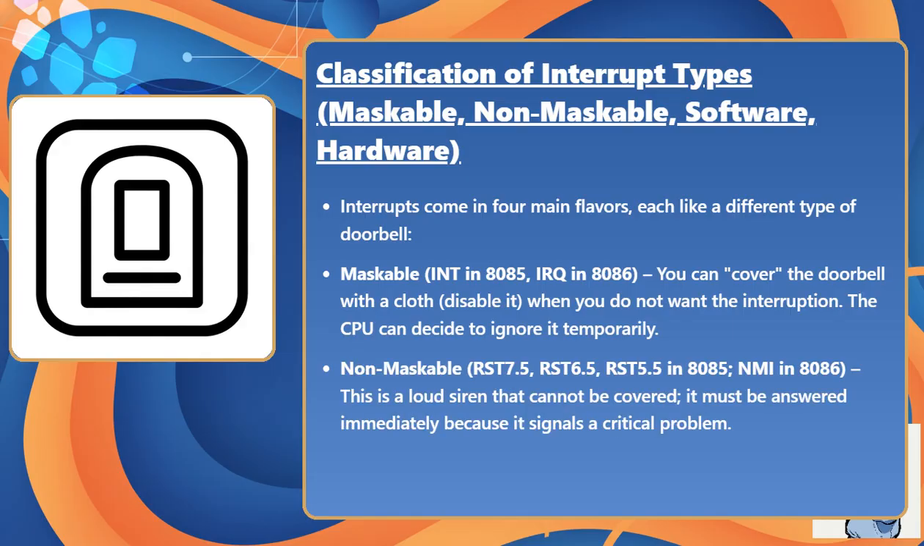Non-maskable: RST 7.5, RST 6.5, RST 5.5 in 8085, NMI in 8086. This is a loud siren that cannot be covered. It must be answered immediately because it signals a critical problem.